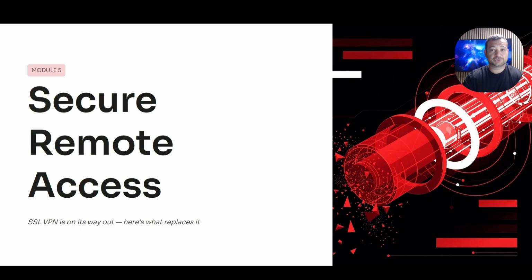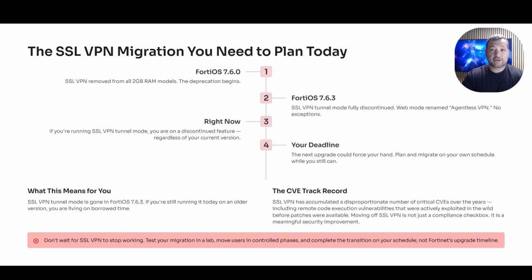Secure remote access. So SSL VPN is going away in FortiOS 7.6.3. They've already started this process. Why? The CVE track record speaks for itself. SSL VPN across the board has had numerous vulnerabilities over the years. Every vendor has a problem with it. It has a large attack surface. Moving off of it is in your best interest. So, where do we go from here?